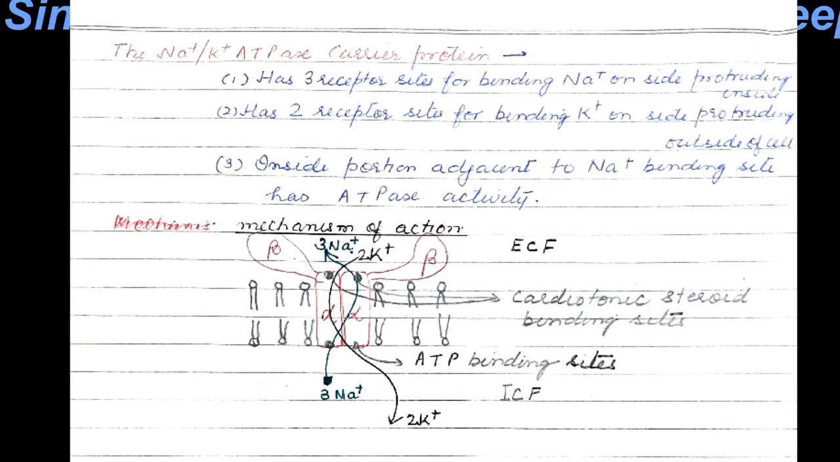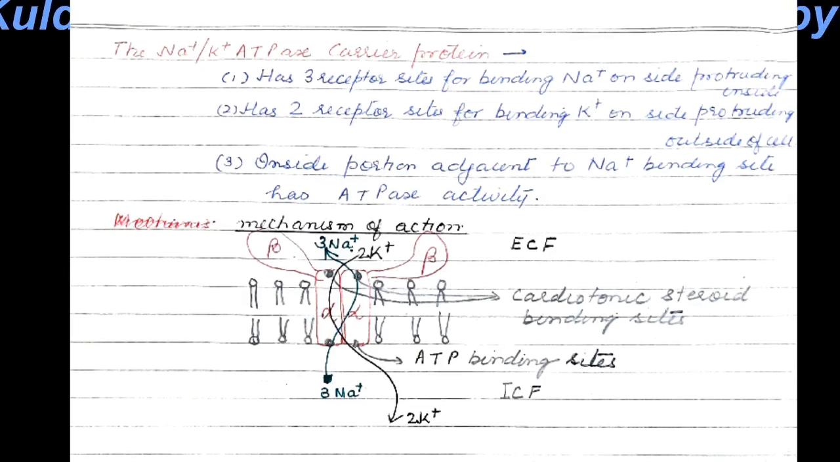The sodium potassium ATPase carrier protein has 3 receptor sites for binding sodium on the side protruding inside, whereas 2 receptor sites for binding potassium are on the side protruding outside of the cell. We had studied the integral membrane proteins, and this is also an integral membrane protein. The inside portion adjacent to the sodium binding site has ATPase activity, as I had mentioned, and this differentiates this sodium potassium ATPase carrier protein from the permease which was involved in facilitated transport.